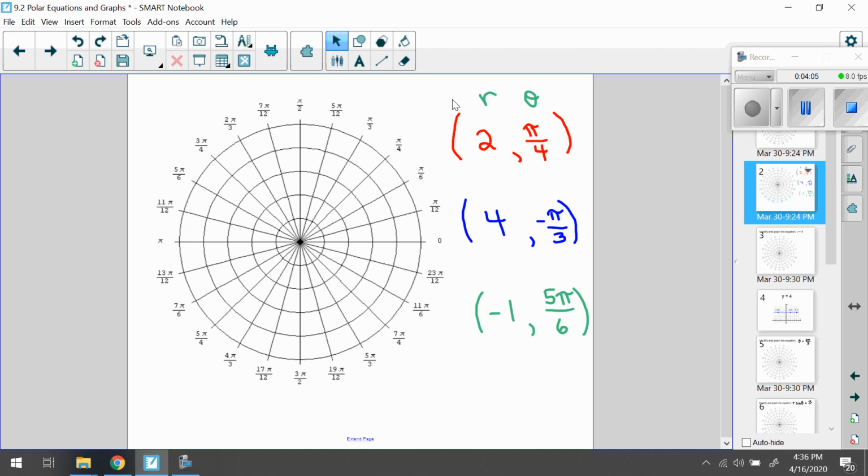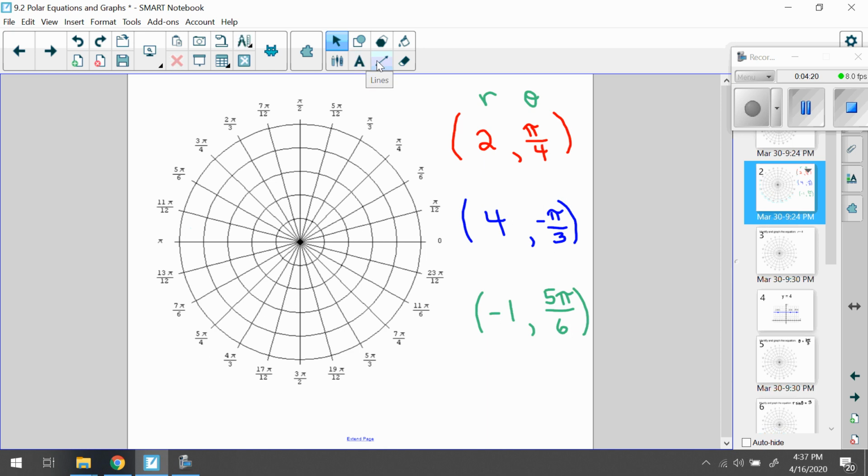This is just the first time we'll be putting them on a polar graph. So let me show you in real time what that looks like, and then we'll actually graph some equations. This first one in red says r is 2 and theta is pi over 4.